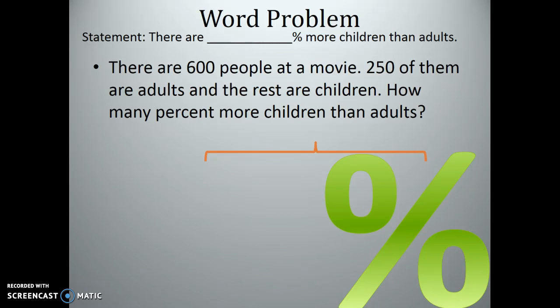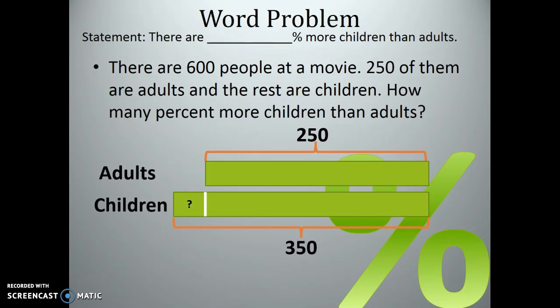All right, there are 600 people at a movie. 250 of them are adults, and the rest are children. How many percent more children than adults are there? So this is a similar problem where we need to subtract 250 adults from the 600 people and find that number first to give us our amount of children. So there it is right there. So if we subtract 250 from 600, we'll get 350.